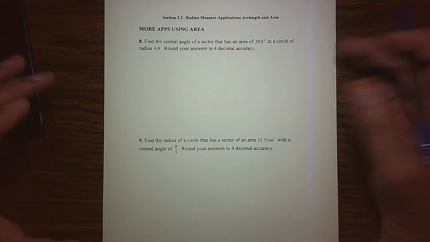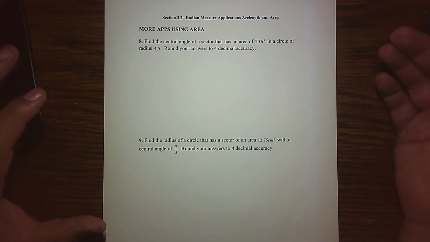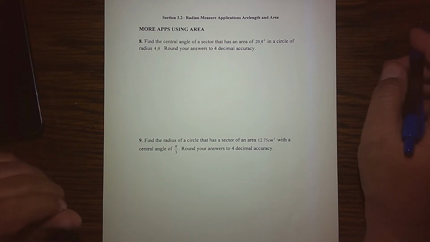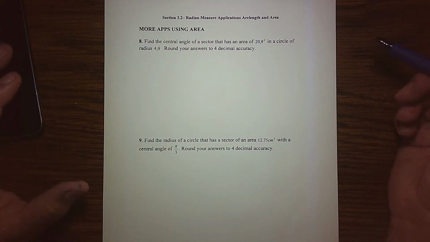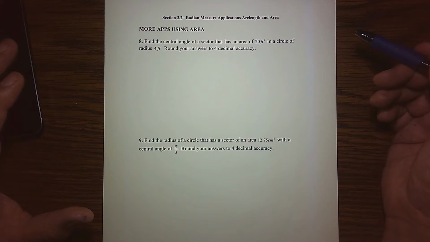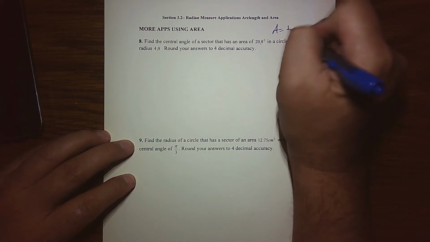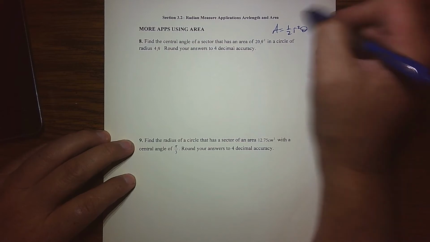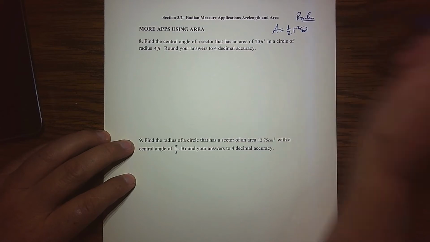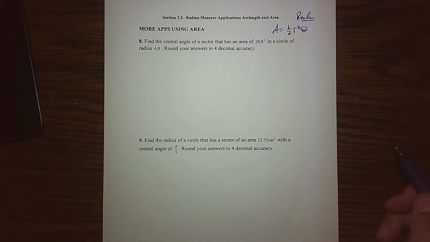Let's go ahead and do some area of sector problems that are more wordy. In the last examples, I just straight out gave you a radius or a central angle, and we did the math. But here, what we have is a word problem. And again, the area of a sector is 1/2 r squared theta, and we have to be in radian mode in order to use this.